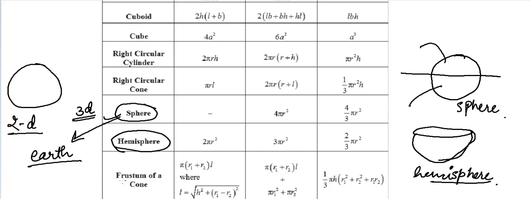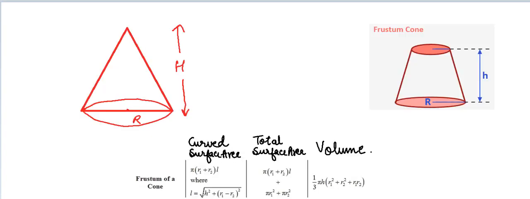Next is the frustum of cone. What is this frustum? Similar to sphere, you have a cone. You know, right? What is a cone? If I cut a cone, then I get the frustum of a cone, right? Let us understand it with an example. What is a frustum of cone? It's a different concept. Now let us understand the topic, that is frustum of the cone.